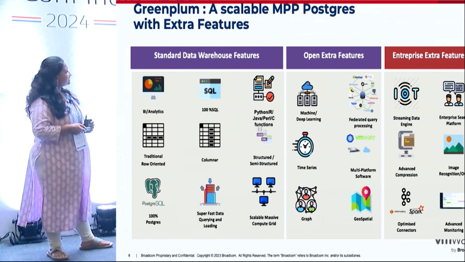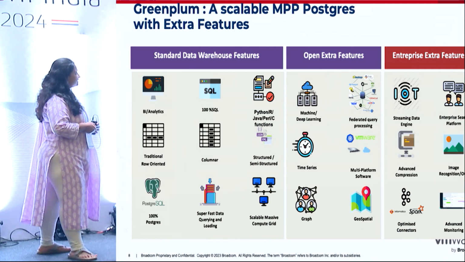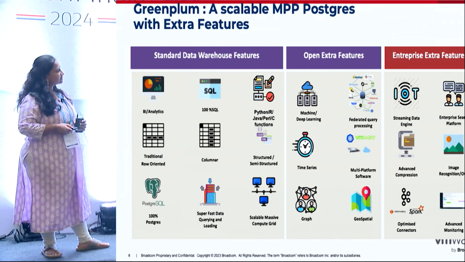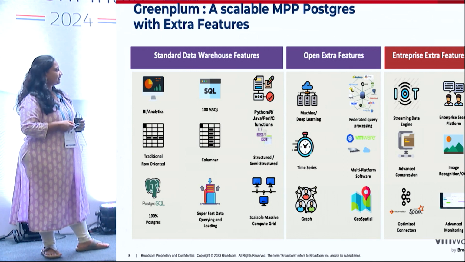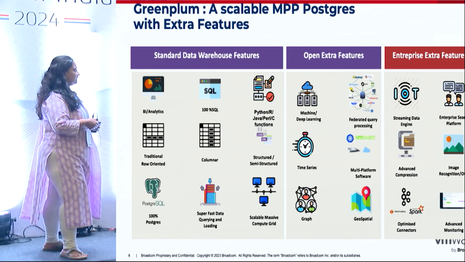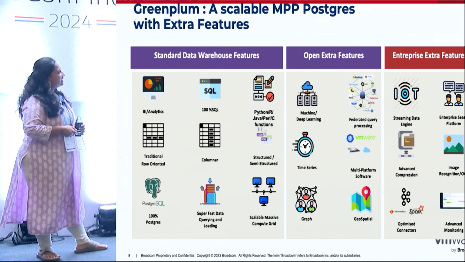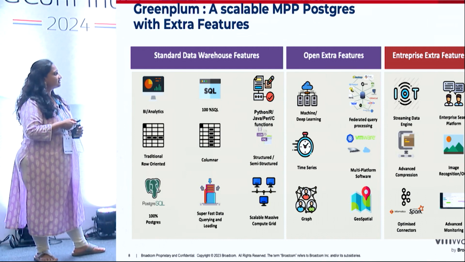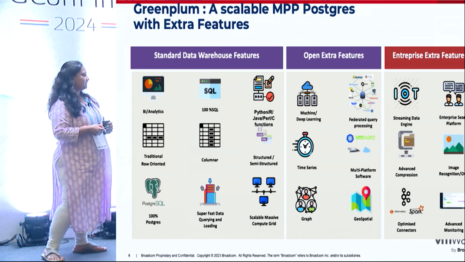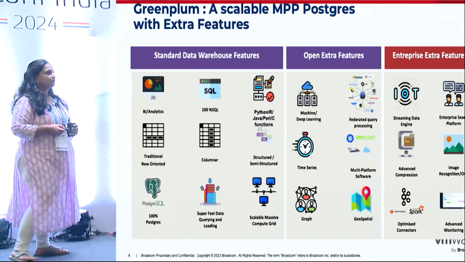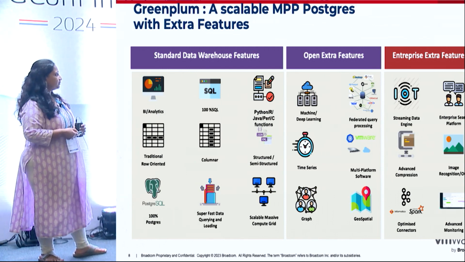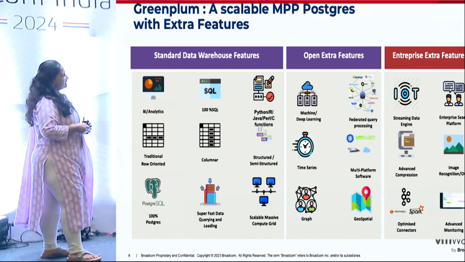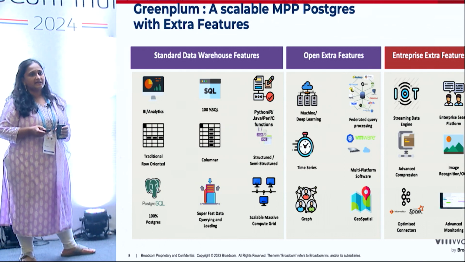In addition to that, it supports traditional row-oriented queries as well as columnar storage. This columnar storage is the distinguishing factor of Greenplum. It is used in analytics where you can see increased performance. Along with all this, it understands that not all data is structured, so there is support for structured, semi-structured as well as unstructured data. And of course, it's based on PostgreSQL, which is one of the most amazing open source databases of all time.